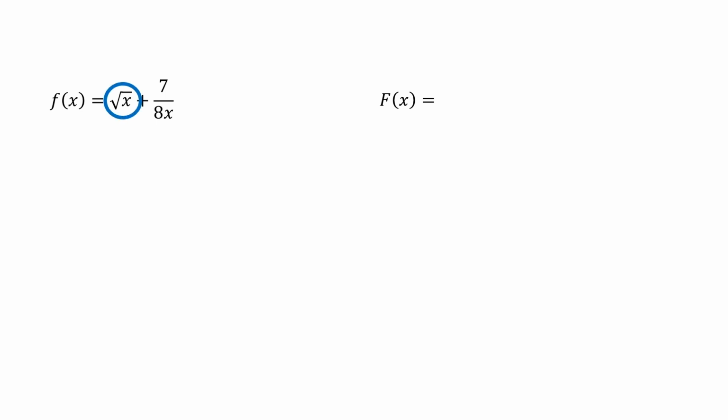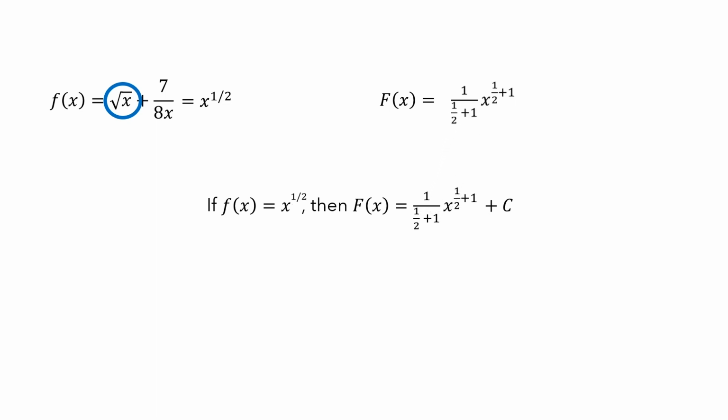We don't have any rule that explicitly says how to find the antiderivative for a square root, but we can rewrite it as x to the 1/2. In particular, we can now use the rule for x to a power. In this case, the p is 1/2. Using this rule, we'd have 1 over 1/2 plus 1 times x to the 1/2 plus 1. So this will be the first term in the antiderivative, and we can rewrite the 1/2 plus 1 as 3/2. We'll save that plus c for the end.